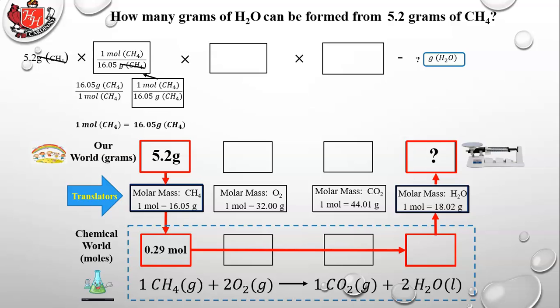Now we need to get from moles of CH4 to moles of H2O. And we do that exactly the same way we did in the last problem, except we were going in the other direction actually, but it's the same relationship. So here it is. There's 1 mole of CH4 for every 2 moles of H2O. It's just simply whatever the coefficient is in front of each of those compounds, that's what it is. So this is a very easy equivalency to come up with.